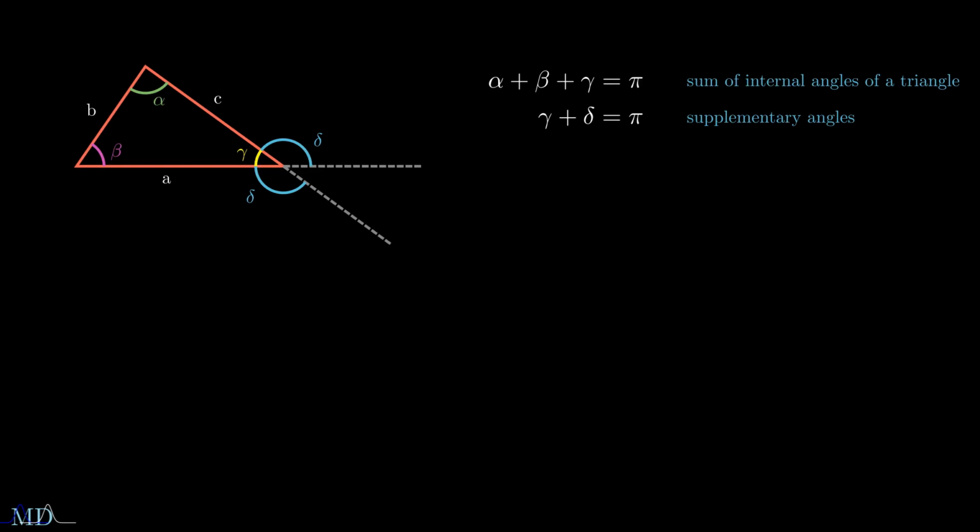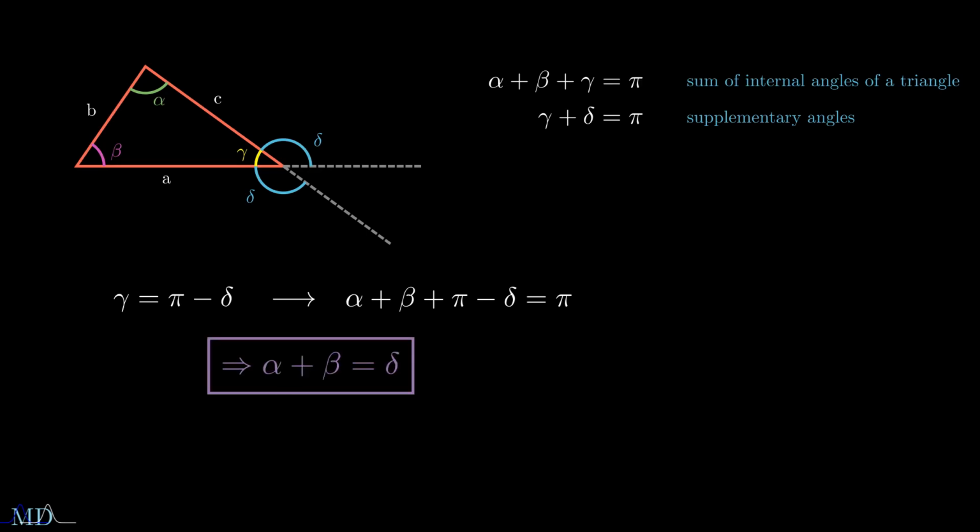We know that the sum of the interior angles of a triangle is equal to 180 degrees or pi in radians. This is a consequence of the parallel postulate, so we are using it to prove the theorem. Eventually we know that gamma and delta are supplementary angles. With simple calculations we obtain the statement of the theorem. We have proven that the size of an exterior angle in a triangle is equal to the sum of the values of the two non-adjacent interior angles.